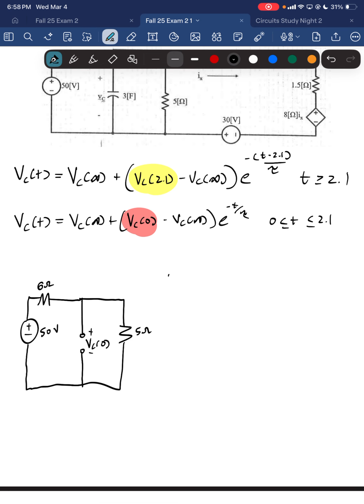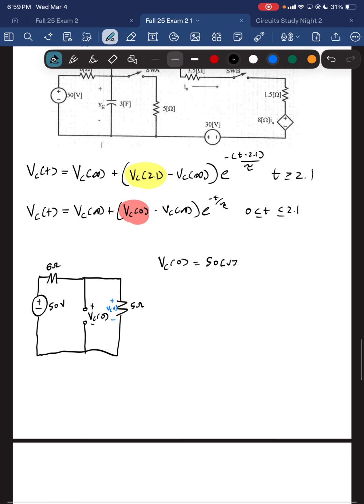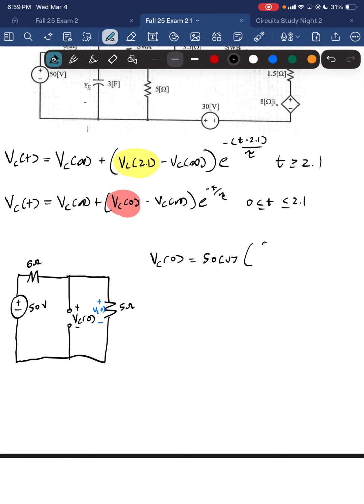And so VC of 0, you can use a voltage divider to solve for it, because these voltages are in parallel and those resistors are in series. So you're taking 5 over 6 plus 5, 5/11 of 50 volts. That's 22.7.